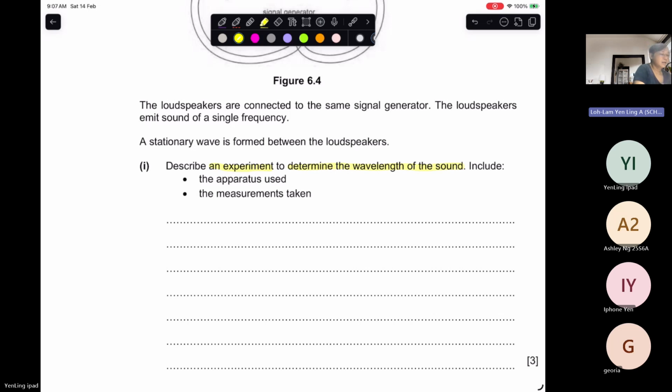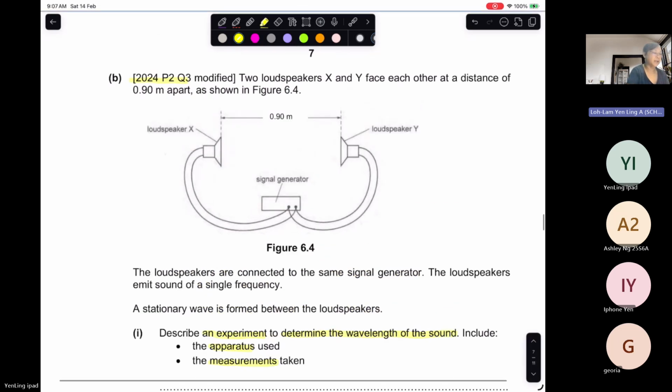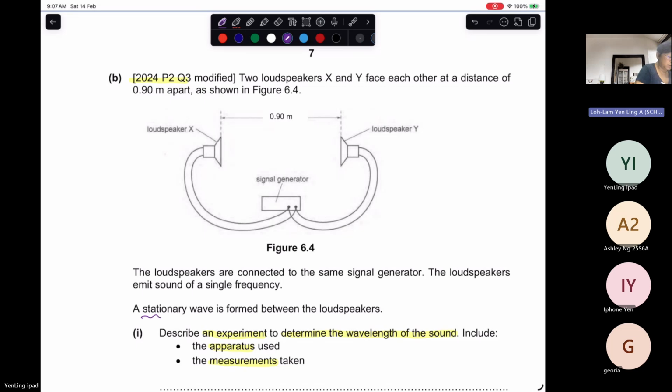Okay, and then the focus is on the apparatus to be used and the measurements to be taken. Now, the key concept that we have here is identifying that this is a scenario for a stationary wave. And therefore, you're not expected to put in pipes and then draw a string. Basically, you don't know what's happening, all right?